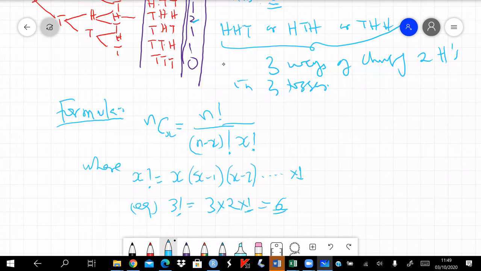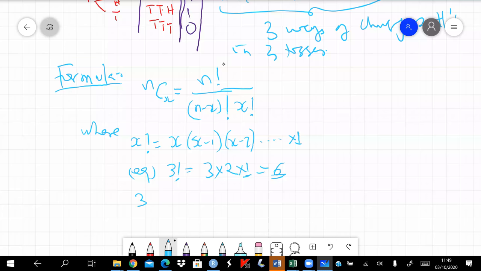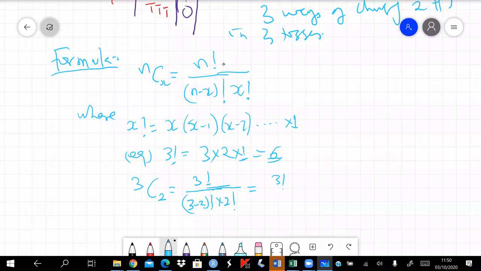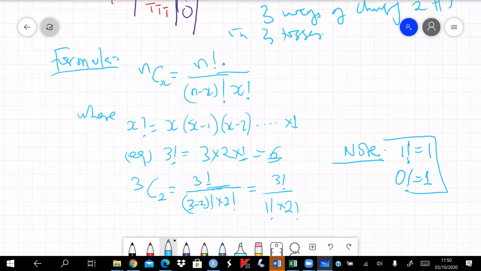Okay. So when I talk about 3 combination 2, that is the number of ways of choosing 2 successes from 3 trials. The answer will be 3 factorial divided by 3 minus 2 factorial, multiplied by the denominator factorial, which is the same as 3 factorial divided by 1 factorial multiplied by 2 factorial. And then we need to note that 1 factorial is the same as 1, and 0 factorial is also equal to 1. We need to note that.